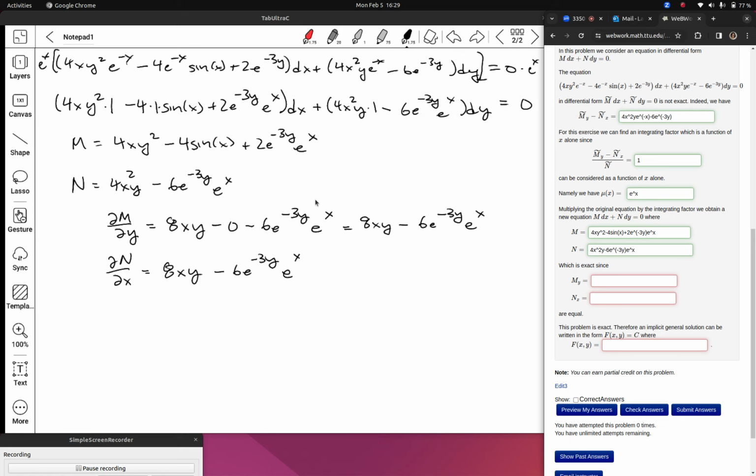And now we can see that these are the same thing, and let's make sure it's the correct same thing. 8xy minus 6e to minus 3y e to x.